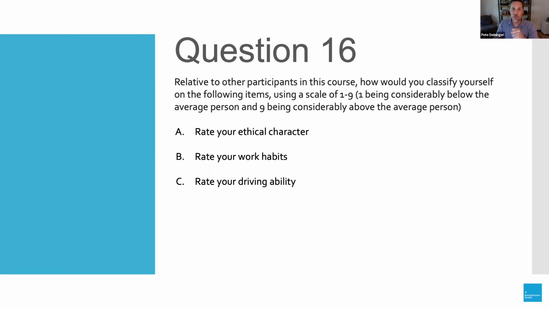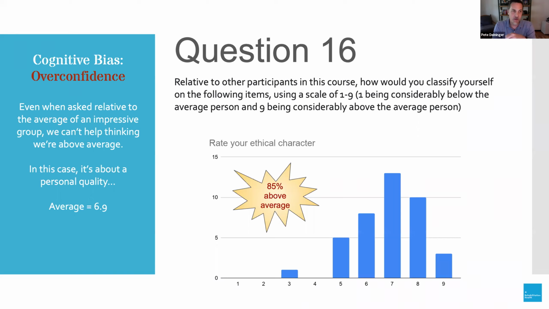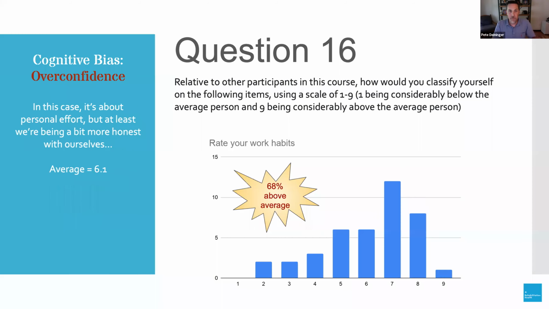In terms of ethical character, what we found is that 85% of all of you who took this quiz ranked yourself as having a higher degree of ethical character than the rest of you who are also taking this course. On that scale of 1 to 9, it was nearly 7. So this was an aspect about a personal quality. In terms of work habits, there was a little bit more distribution. I think either people were more honest or were feeling that having a lower work ethic, perhaps in the environment in which we live, is an asset.